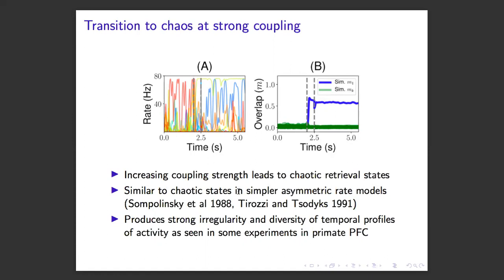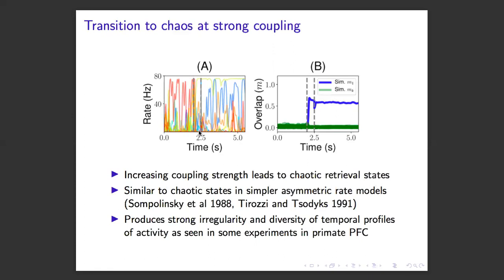And again, this is not very surprising. In fact, our model is quite similar to previous rate models with asymmetric connectivity. In fact, the first such model was the model by Sompolinsky and collaborators proposed in '88 that described quantitatively the transition to chaos in a purely random network. What's interesting here is that we have a chaotic network in which the retrieval states still exist in spite of the chaotic dynamics, but now in these retrieval states, they are chaotic.